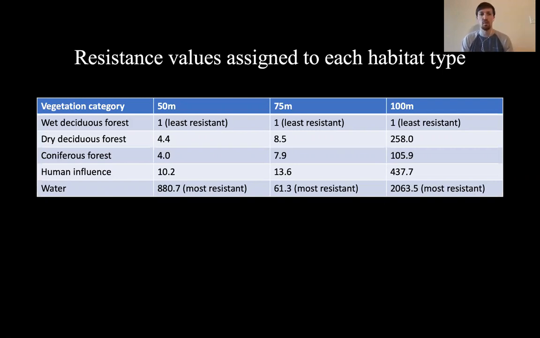You can see that the wet deciduous forest was always the least resistant vegetation type at each resolution. Coniferous forest was the second least. The dry deciduous forest was in the middle. The human influence was the second most resistant vegetation category, and the water was always the most resistant category.